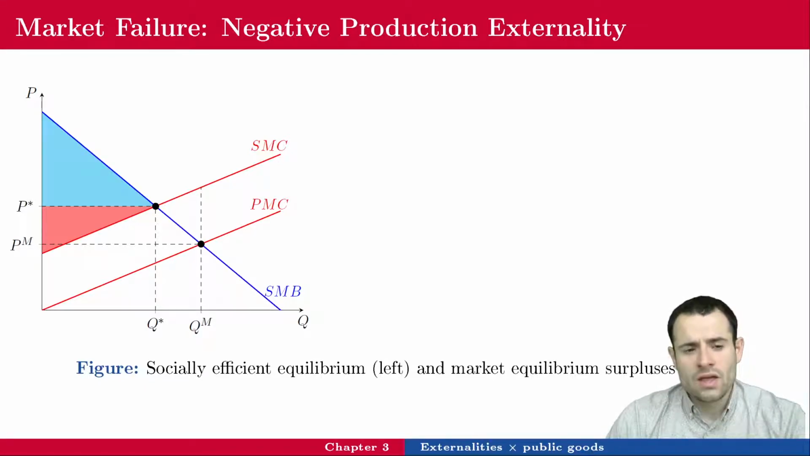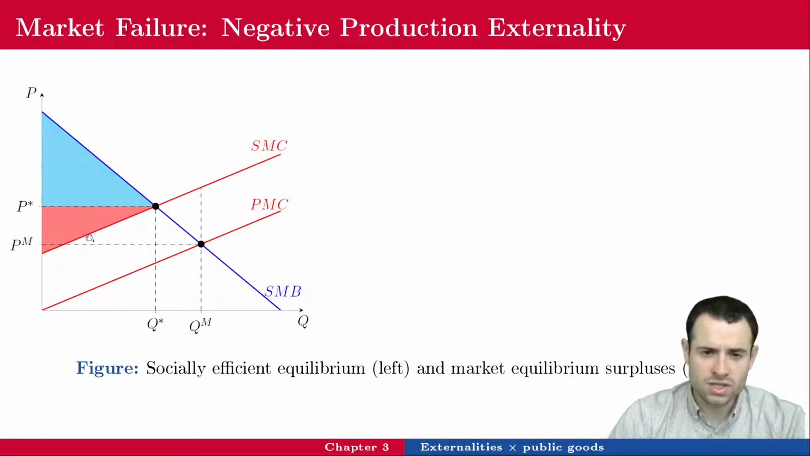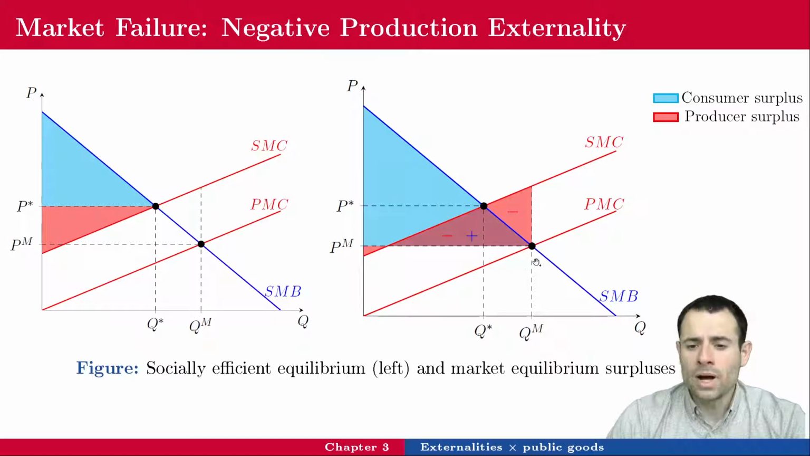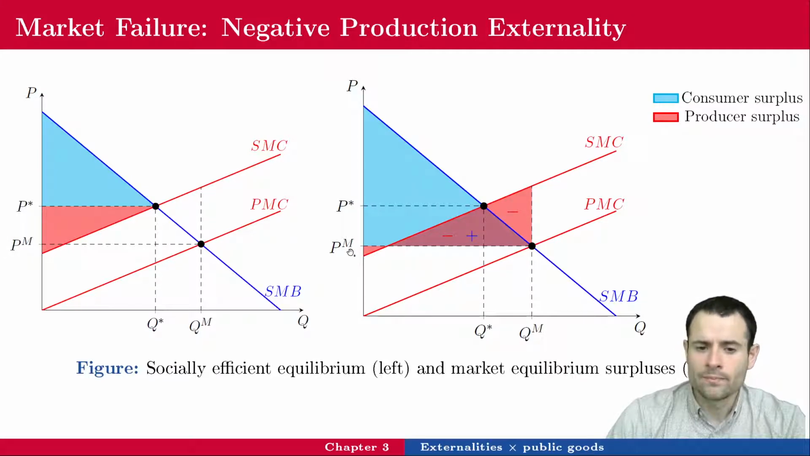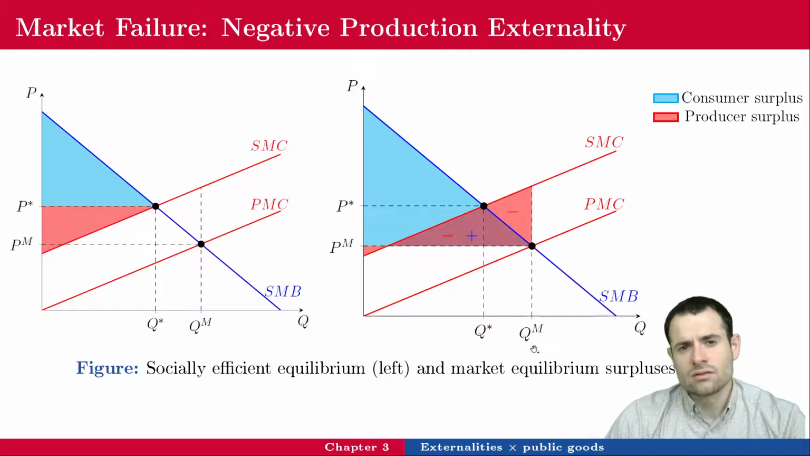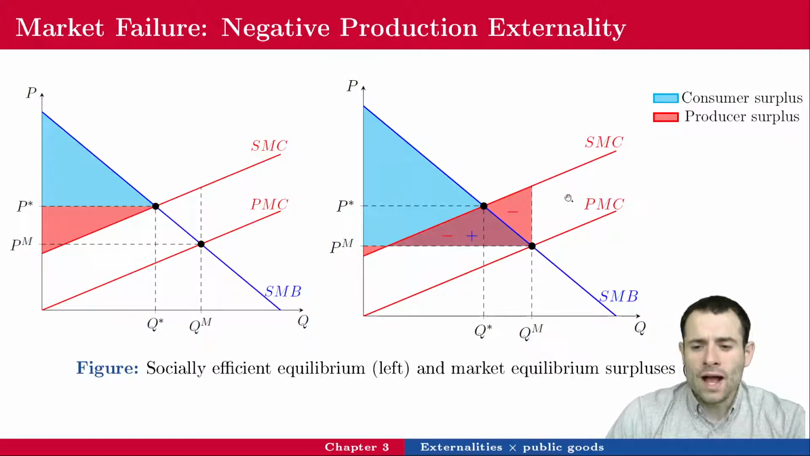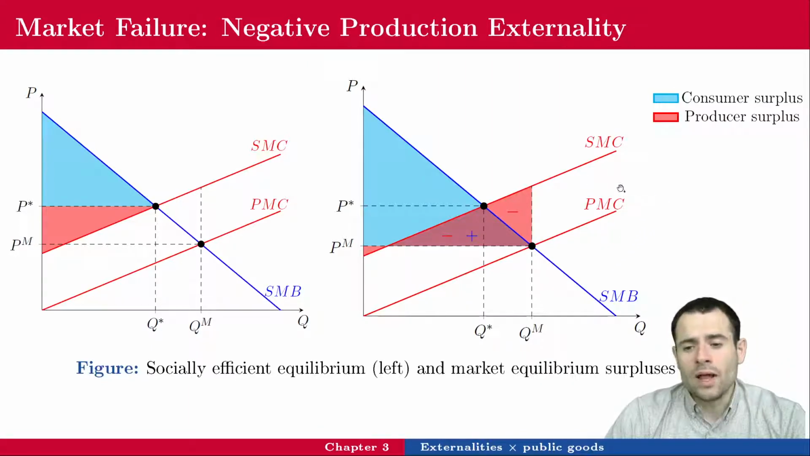We are going to oppose this equilibrium and the associated surpluses with the market equilibrium, QM-PM. The market equilibrium happens where private agents' supply and demand meet. Here, there is no externality of consumption, so the private marginal benefit is the same as the social marginal benefit. However, the firm has a different marginal cost of producing the good than society as a whole. So, the marginal cost of the firm, the supply of the firm, will meet the demand at QM-PM.